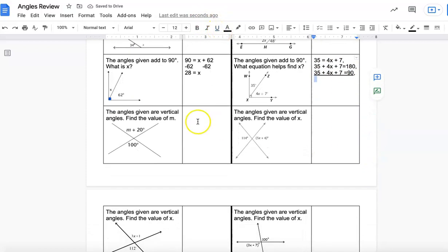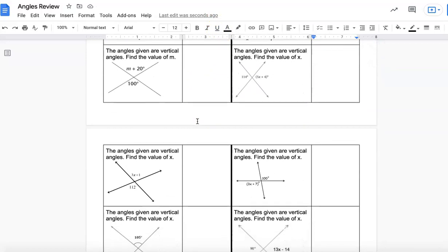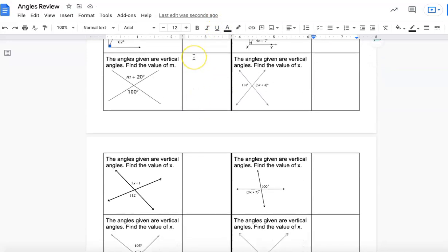Let's keep going. Now we're into our vertical angles. So we got a lot of vertical angles. Remember, vertical angles are congruent. Congruent is just a term that means equal. So since they are opposite of each other, we set them equal to each other. So we said M plus 20 is on one side. It has to equal 100. Because I've given you the fact that they are vertical angles, you can guarantee that they're going to be equal. So you can set up your equation, subtract 20 from both sides. You're left with M equals 80.